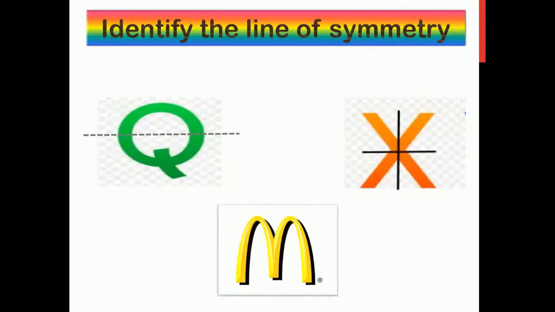Letter M is here now. On our screen we can see that this letter M is also divided with a straight line vertically, and it has two identical halves, so it is also a line of symmetry.